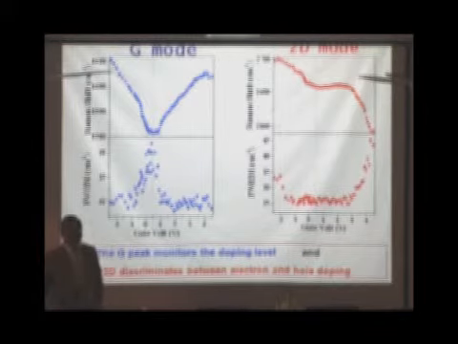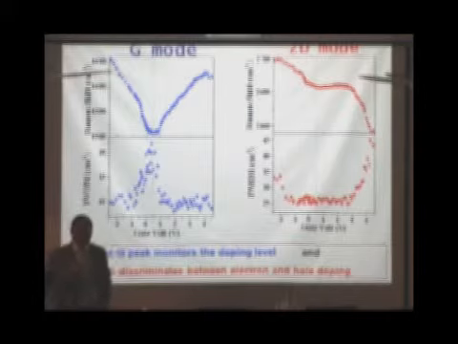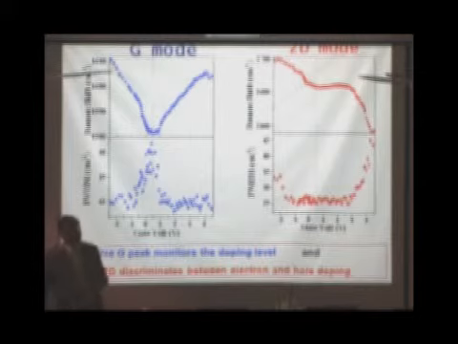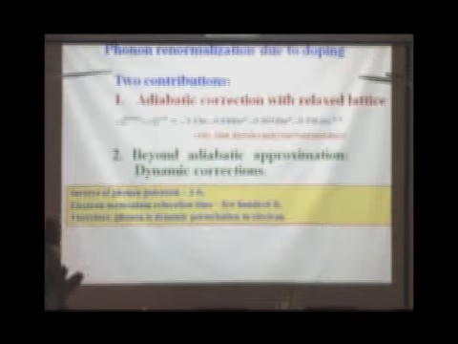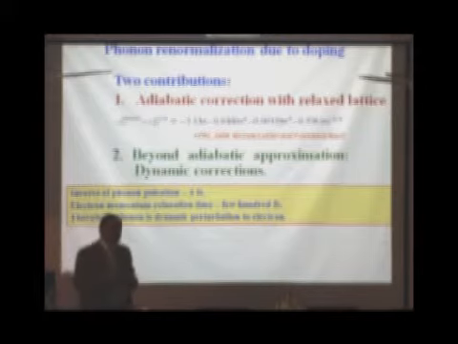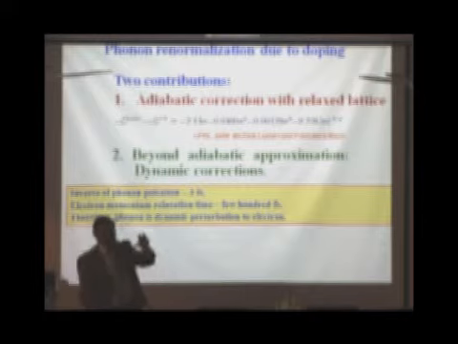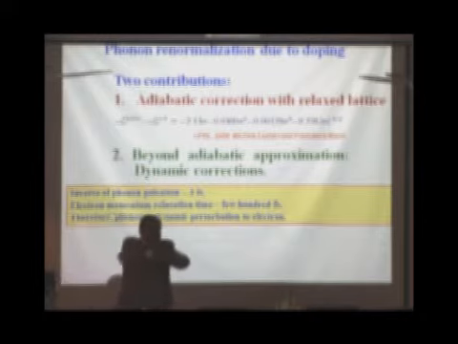But this is not all we want. We want to know why this is happening and what information we can get. And for this, I need to appeal to quantum mechanics. What does quantum mechanics say? Quantum mechanics says that any particle, like a phonon, is dressed by the electron.